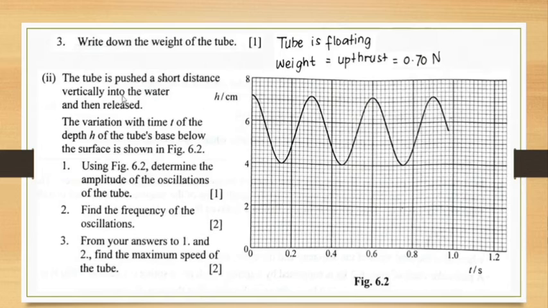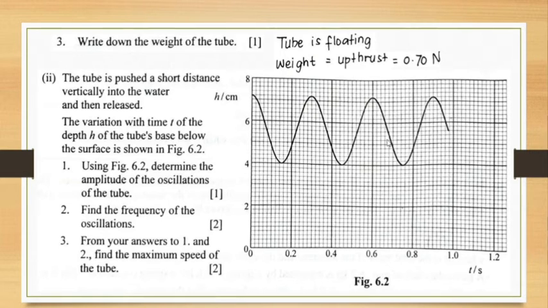The next question now: the tube is pushed a short distance vertically into the water and then released. What will happen? Then it will move up and down on water. Yeah, so it will oscillate, and the variation with time t of the depth h of the tube base is shown in this figure. Now, from this figure, we would like to determine the amplitude of the oscillations of the tube. Look at this graph.